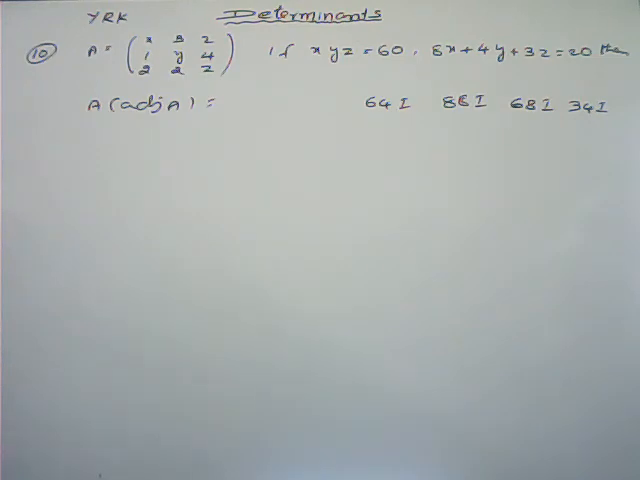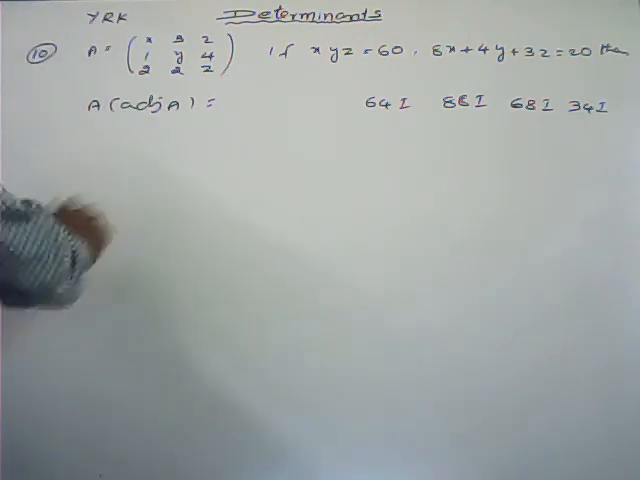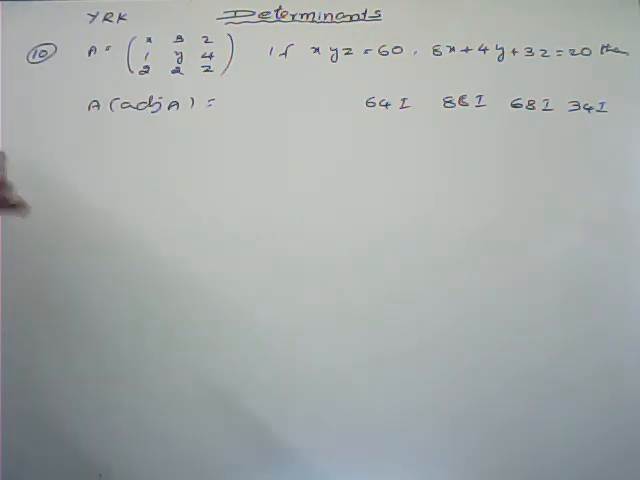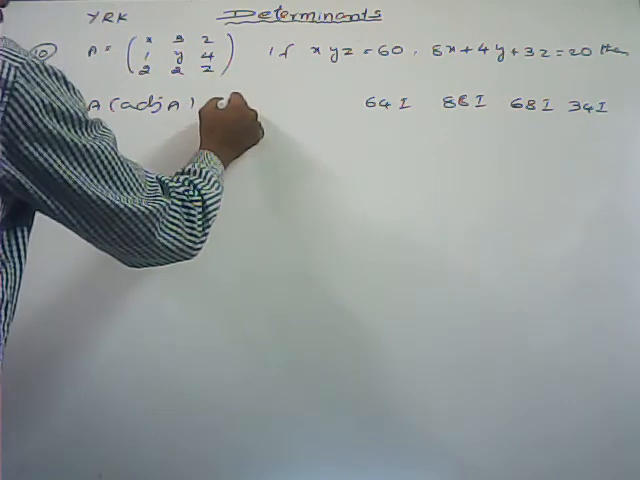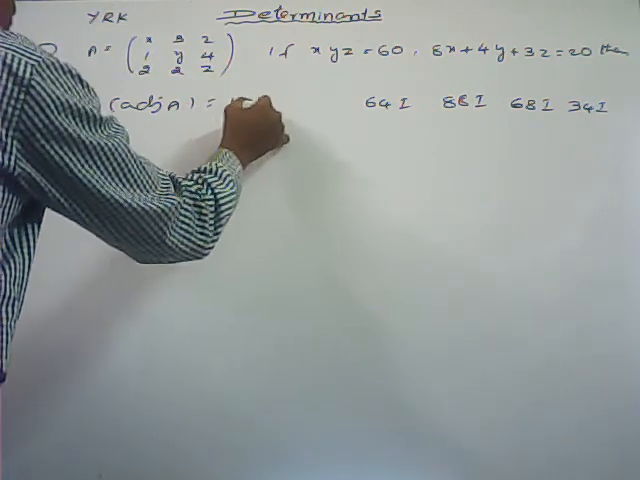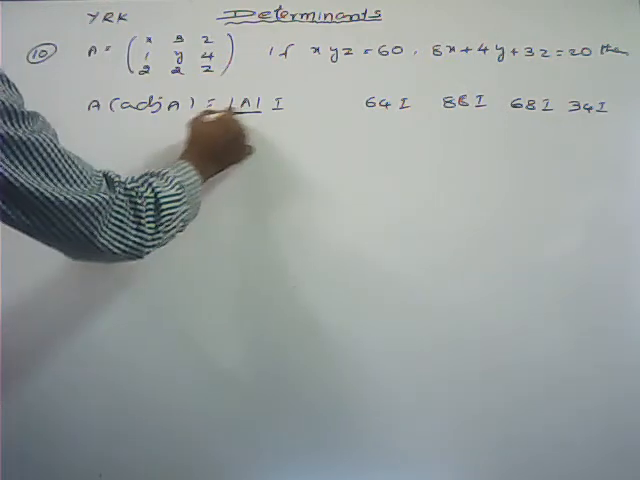Next one. A is equals to 3 by 3 matrix is given, and here xyz equals to 60 and 8x plus 4y plus 3z equals to 20. Then the value of A into adjoint of A. Here A into adjoint of A, one formula is there. A into adjoint of A, already we proved that one also in the beginning. Det A into I. How to find det A?